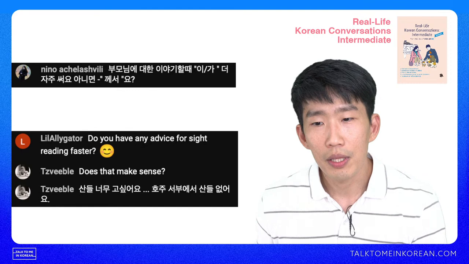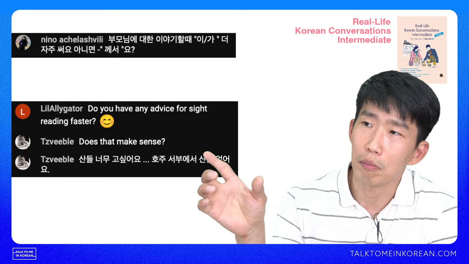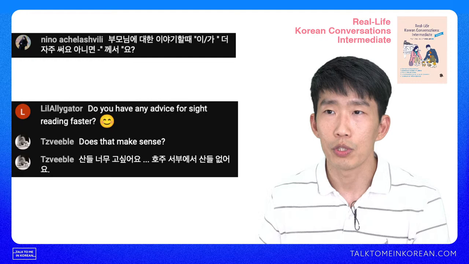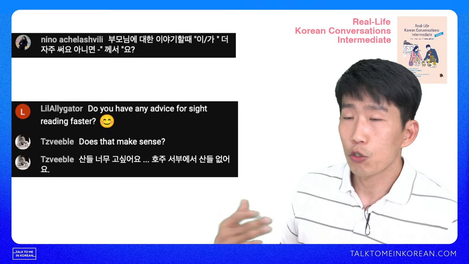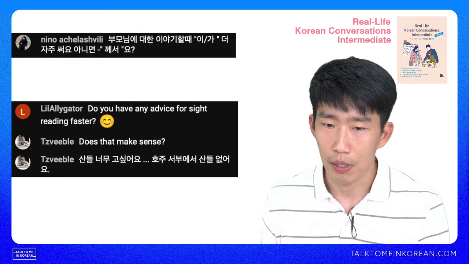부모님에 대한 이야기할 때 이가 더 자주 써요? 아니면 께서 자주 써요? When I say the term 부모님, parents, the word itself is already formal, so I would have to decide depending on the person that I'm talking to. If it's a formal setting, I would say 부모님께서 이렇게 말씀하셨습니다. I would say the honorific here, but when I'm talking to my coworkers who are younger than me, I would say 저희 엄마가, 저희 아빠가, I don't say 께서, right? That's my answer.